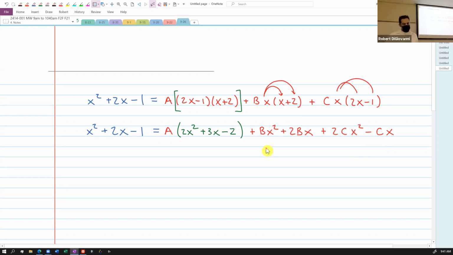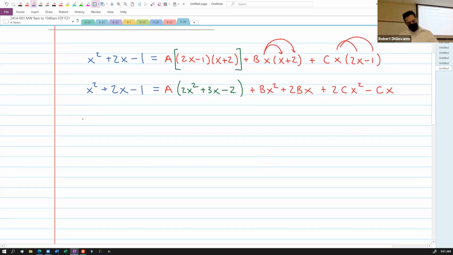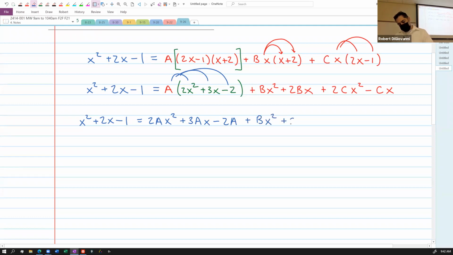Okay, so now last thing is just to pass that A through. Well, not last thing, that'll be the last thing with the expansion. So 2ax squared plus 3ax minus 2a. I hope y'all are paying attention to make sure I'm not making any mistakes. I'm on like 4 hours of sleep right now.